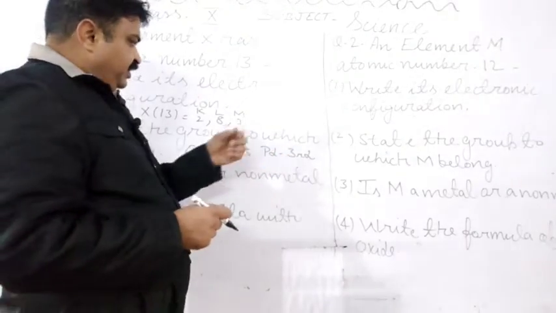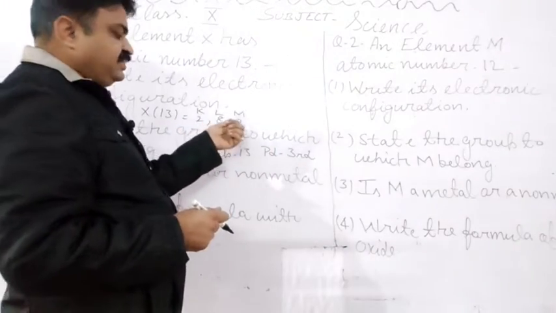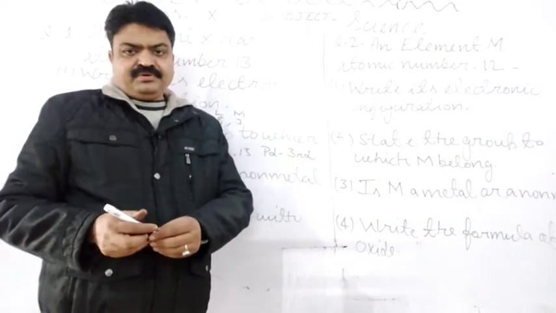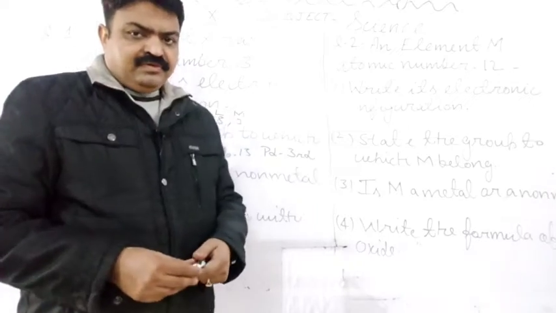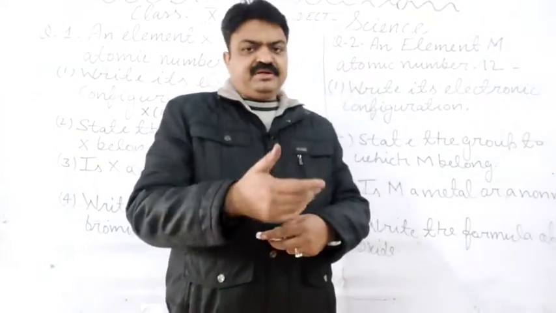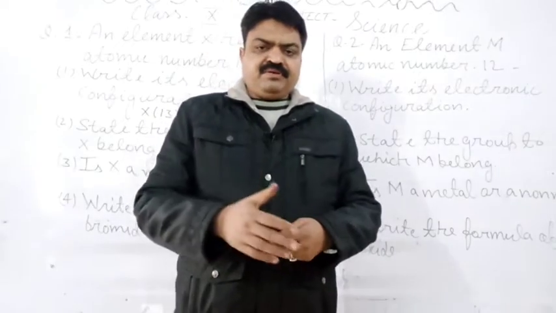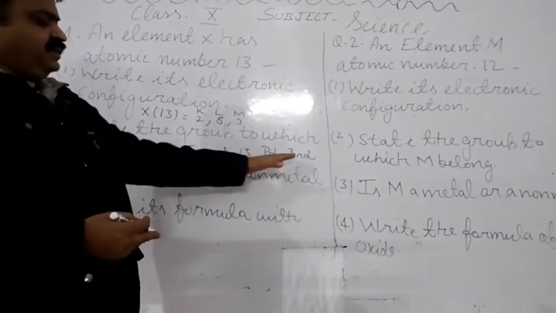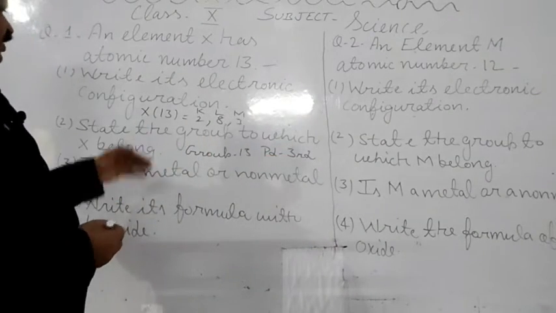Why is it third period, student? Because it has 3 shells. So the period we can know with the help of the number of the shells. If the number of shells is 2, then the period is 2. If the number of shells is 3, then it is 3. So period is third. So this we will tell.